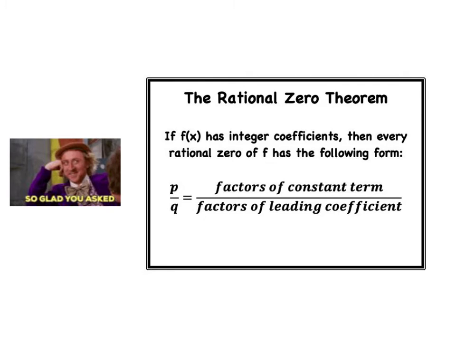René Descartes is credited with coming up with this theorem, the same French mathematician who came up with the good old coordinate plane. It says that if f of x has integer coefficients, then every rational zero of that function is in the form of p divided by q, where p is the factors of your constant term and q is the factors of the leading coefficient. So you may think, well, what does that even mean, okay? And why is this so amazing that René Descartes came up with this?